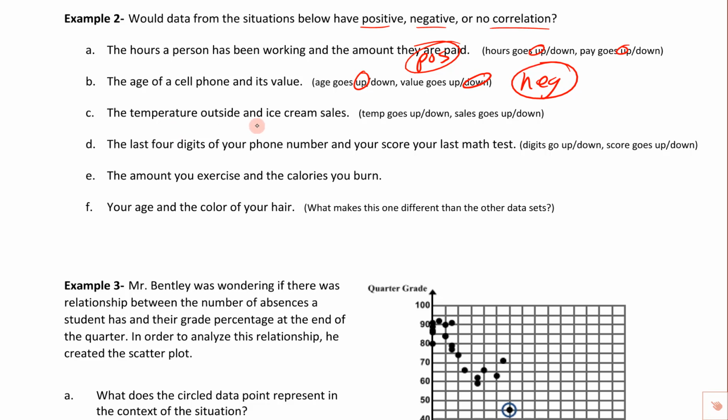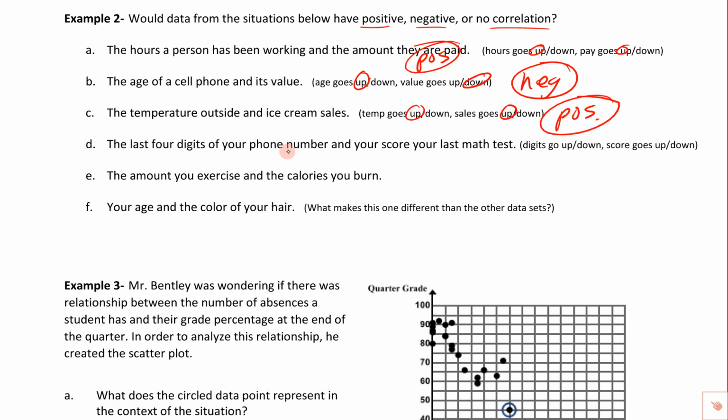The temperature outside and ice cream sales. So let's think about that. Temperature outside and ice cream sales. So as the temperature goes up, what would you expect to have happen with ice cream sales? As it gets hotter and hotter and hotter, ice cream sales are probably going to go up. So that's a positive correlation there.